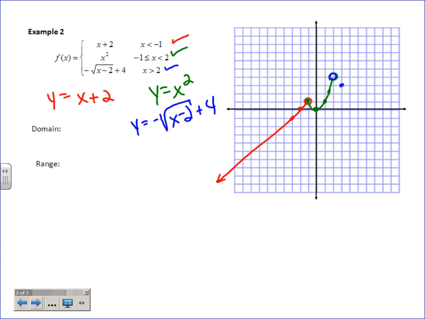Now, is this following what TJ was kind of telling us? Is it going to make that? Remember, it should look something like this. Remember, 3 minus 2 is 1. Square root of that is 1. Negative 1 plus 4. All right.